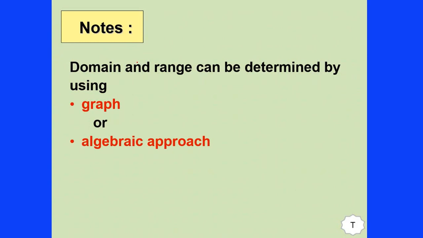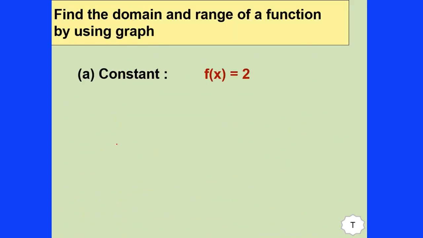So domain and range can be determined by using a graph or algebraic method. Kalau let's say if you can sketch the graph, please sketch the graph to find domain and range. So tak boleh sangat baru guna algebraic. Okay. Then domain and range using graph. Okay, constant.